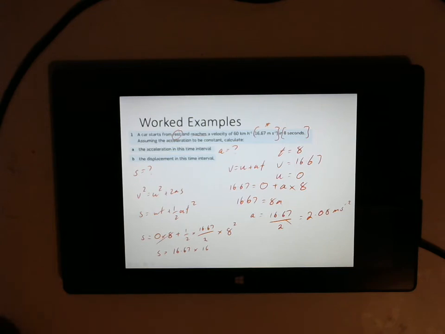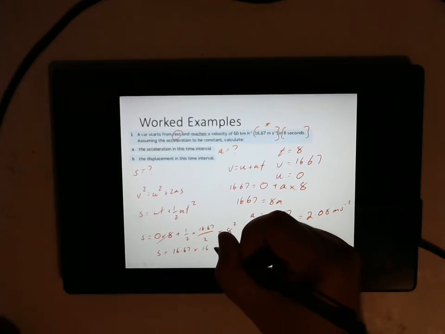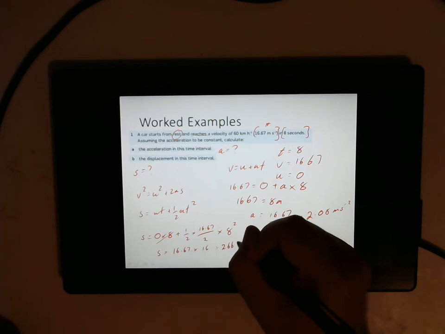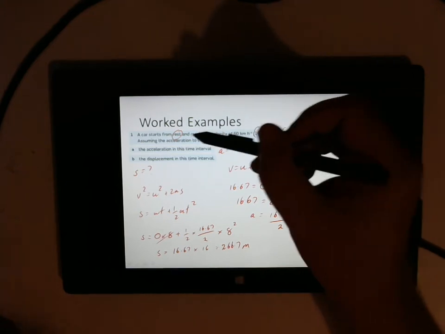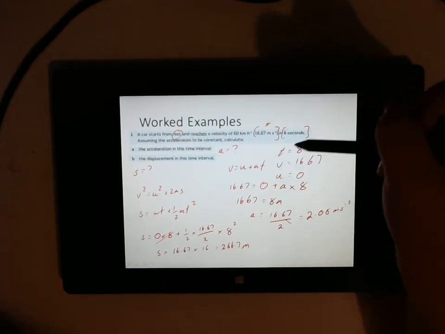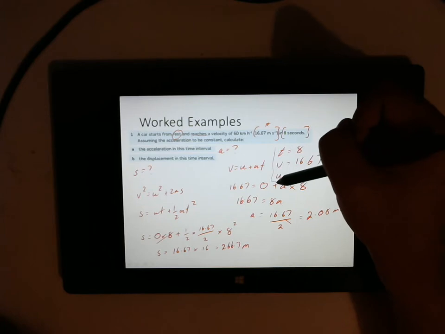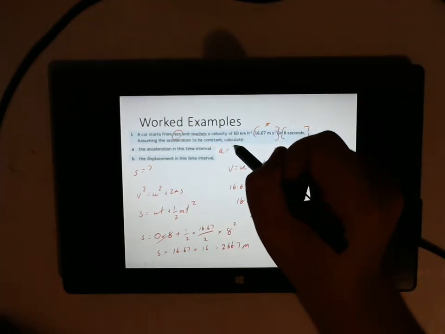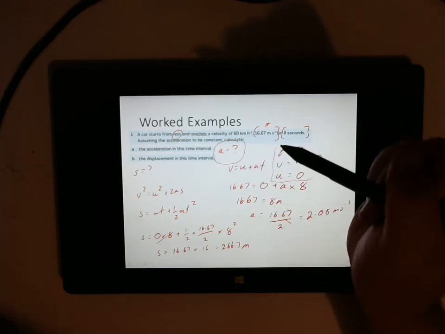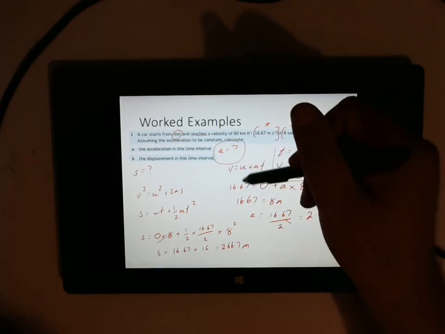And that's going to give us 266.7. Okay, so in each of these I did two things. One, I read through the question, I interpreted what information was given to me, and I listed that out. Second thing, I interpreted the question, found out what it was asking me to do, and I listed that out. And finally, I substitute and I solve.